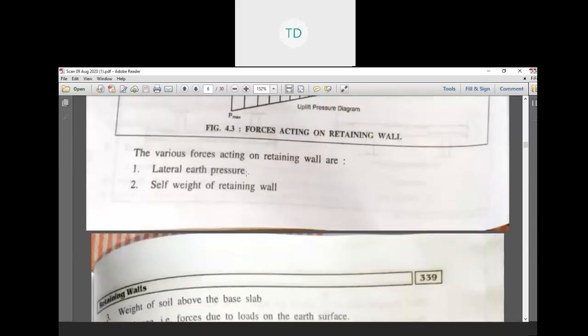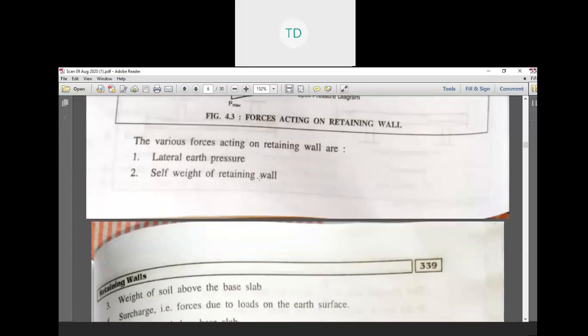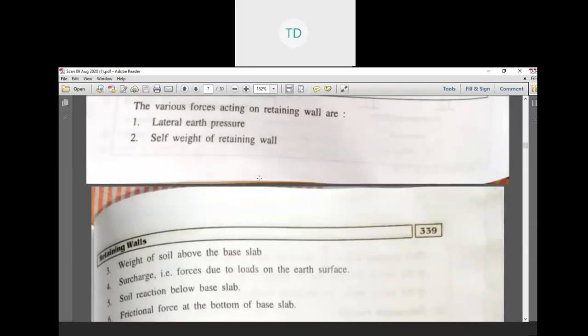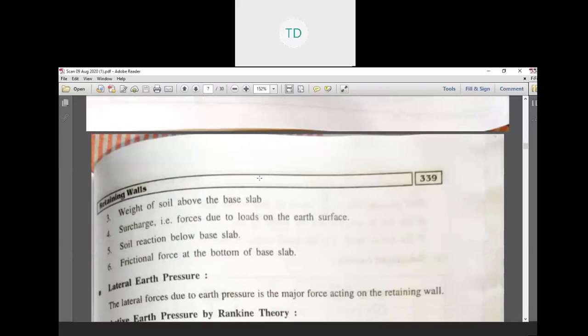The various forces acting on retaining wall: lateral earth pressure, self weight of retaining wall, weight of soil above the base slab, surcharge force due to load on the earth surface, soil reaction below base slab, frictional force at the bottom of base slab. Lateral earth pressure due to earth is the major force acting on the retaining wall.